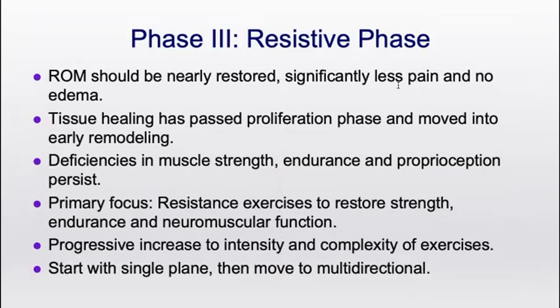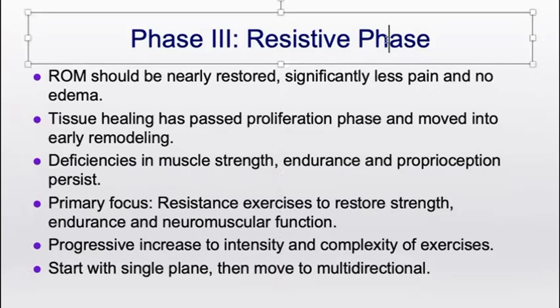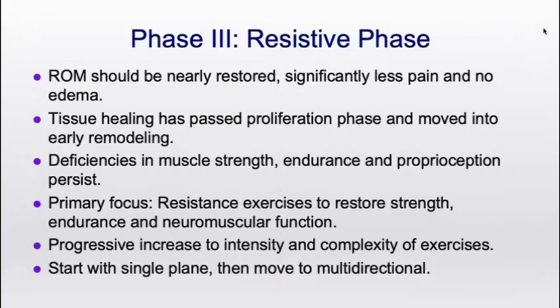A good example is, let's say you have a CrossFit athlete who injured their shoulder doing clean and jerks. You're not going to have them doing clean and jerks in the resistive phase, but what you are going to have them doing is some overhead presses, so they're building the strength in the overhead press. And they might also be doing some pulls from the ground, but split up.